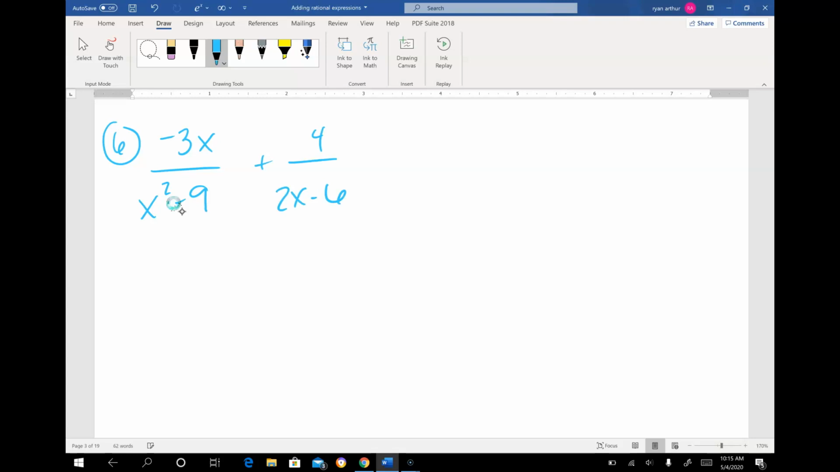So now we're getting into where we have to factor that denominator before we start seeing what it's missing. Okay? So let's factor. This is a difference of squares. So the square root of 9 is plus or minus 3. So we have negative 3x over x minus 3 and x plus 3 plus the 2 and the 6 have a 2 in common, so I can pull a 2 out.